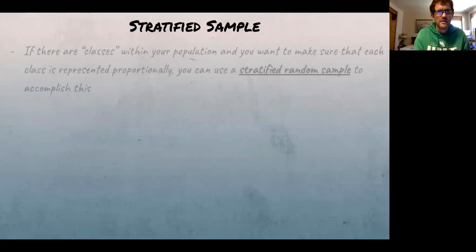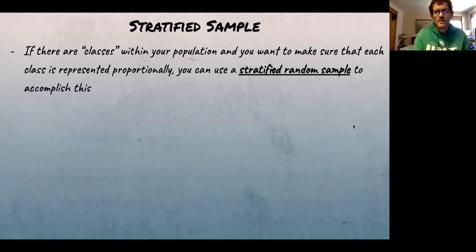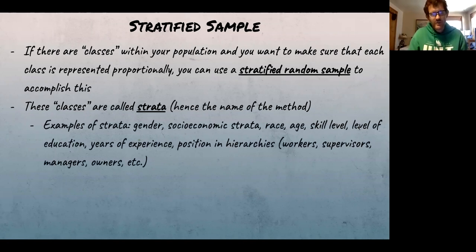Stratified sample. So let's say there are different classes or tiers or divisions or whatever it is within your population. You want to make sure that each class is represented proportionally. You can use a stratified random sample to accomplish this. Those classes or divisions are called strata, which is why we call it stratified. So here are some examples. These are all strata related to humans: gender, socioeconomic status, race, age, skill level, and so on.